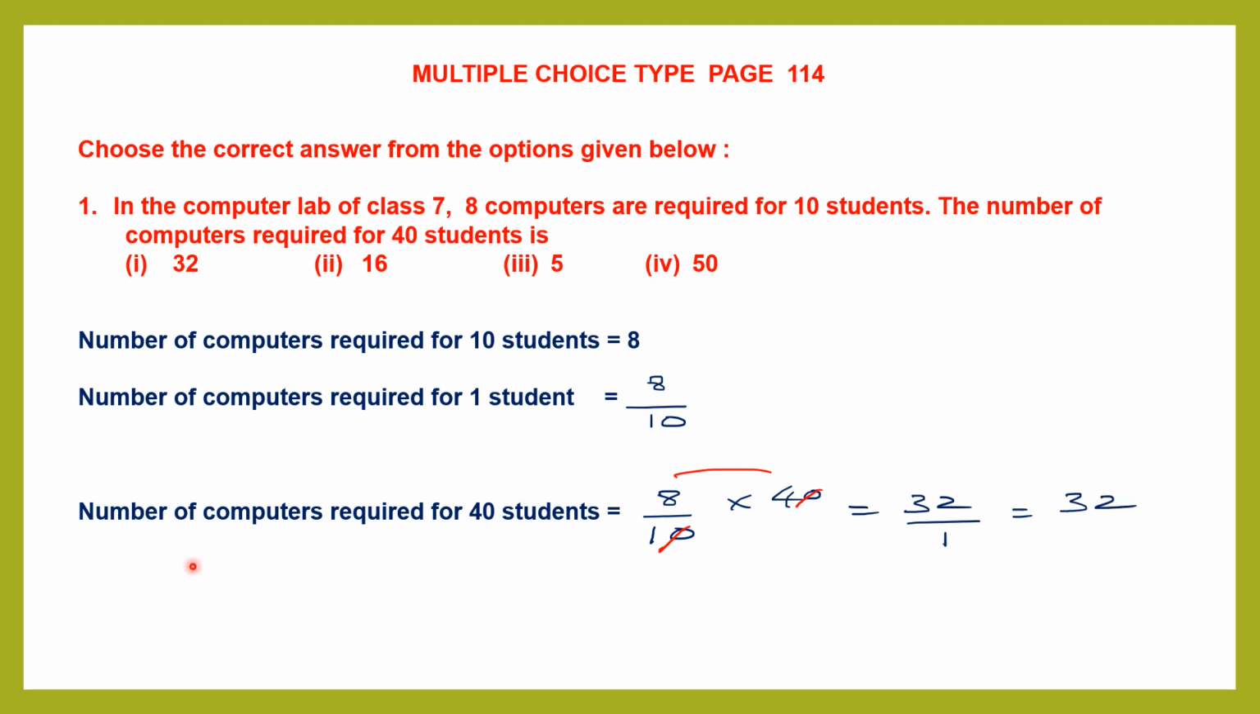So what have we found? We have found the number of computers required for 40 students, and that is 32. So which option is that? It is option 1, 32.